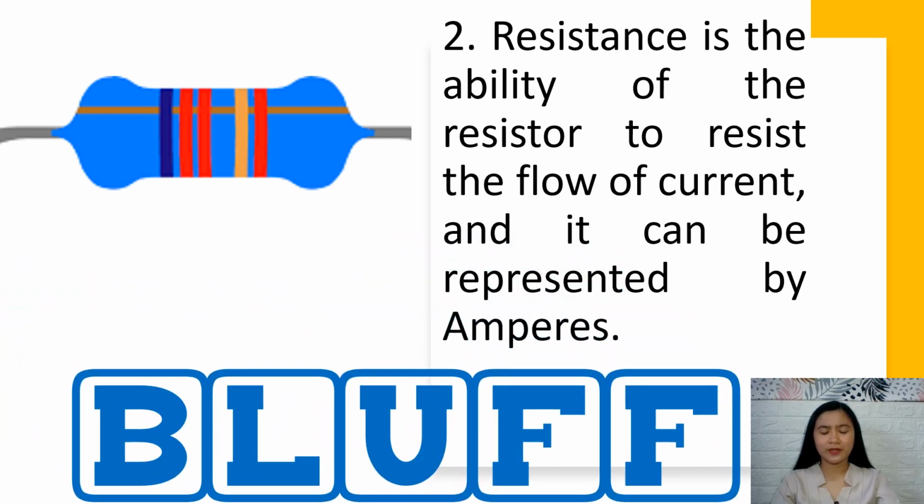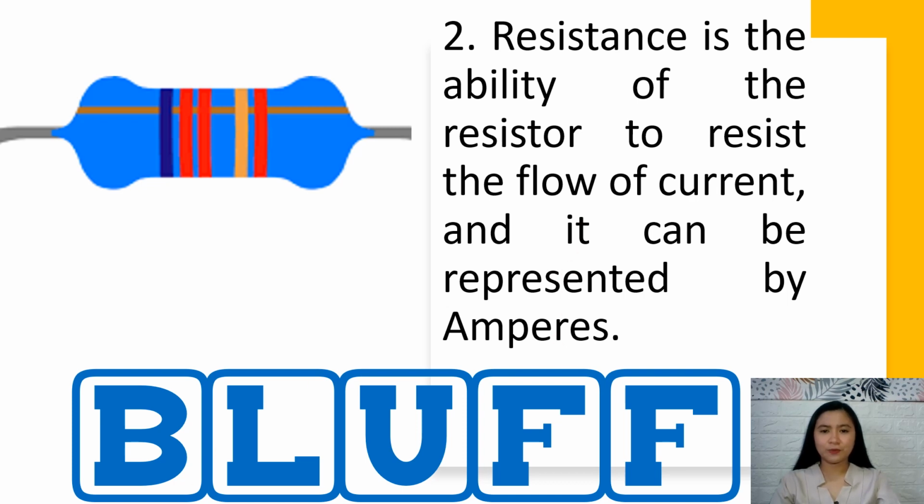Why is it bluff? As you can see in the statement, resistance is the ability of the resistor to resist the flow of current. Yes, it is true. It is the definition of resistance. But the follow-up statement says that it can be represented by amperes. It is bluff because amperes is the unit of current, and resistance uses ohm or ohms. So this makes the statement false. So the answer is bluff.